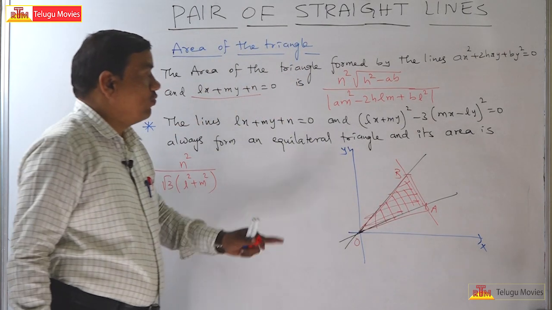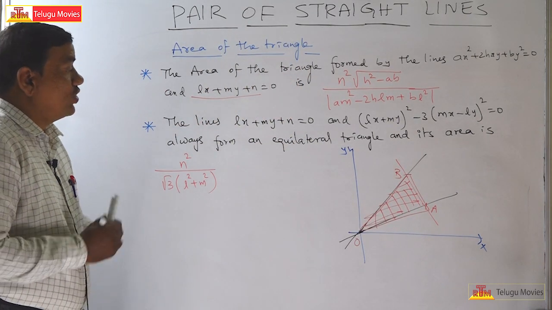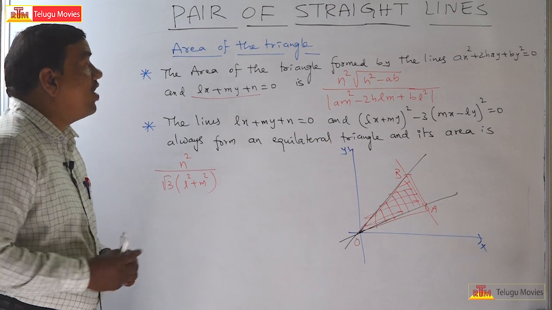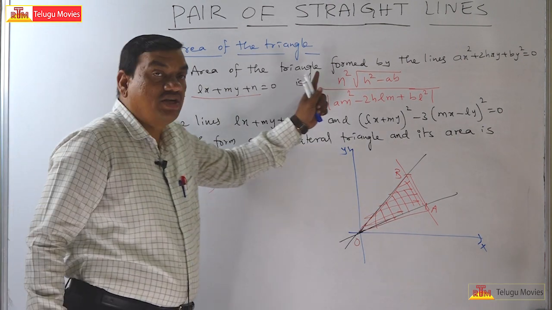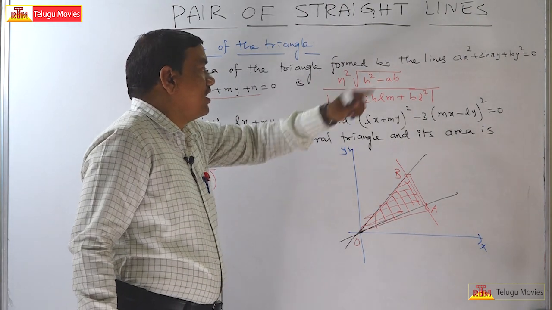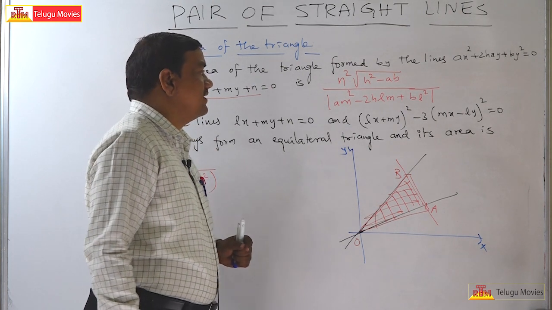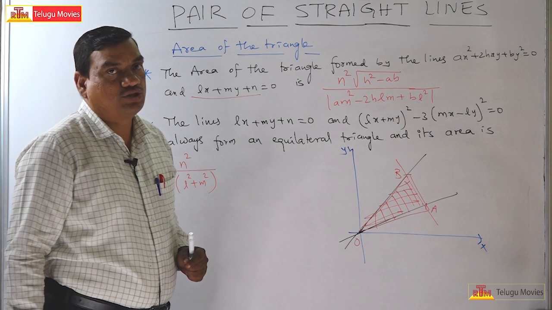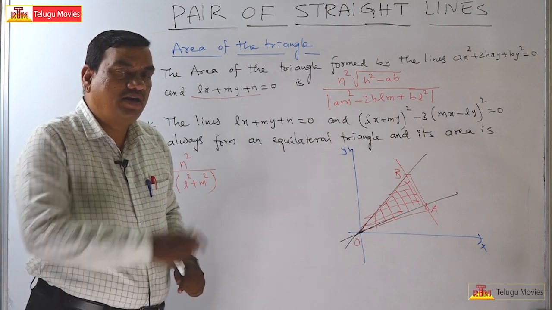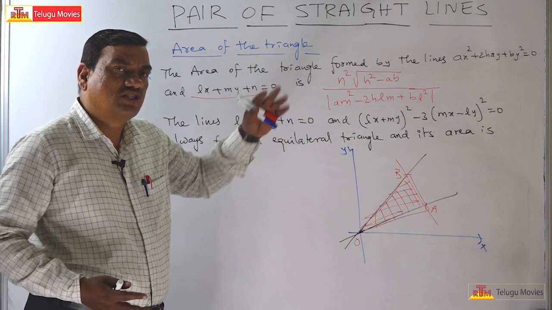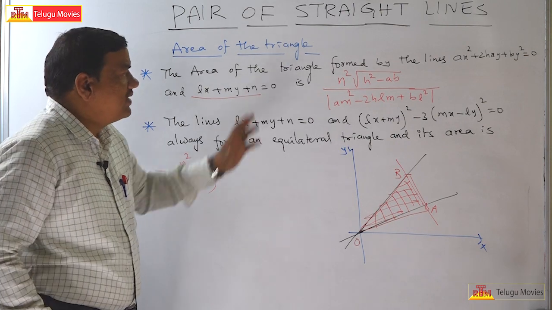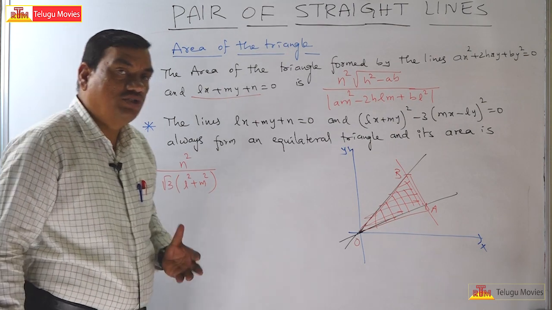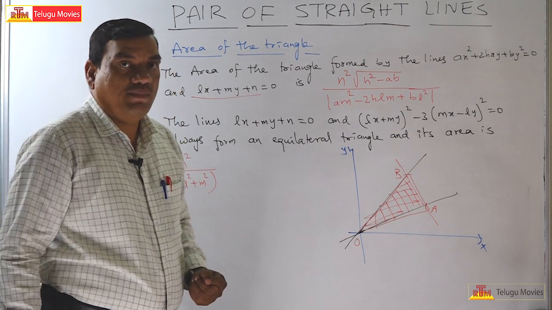So, this is a triangle. OAB is a triangle. If you want to find the area of the triangle, the formula is given by n square times root of h square minus ab by am square minus 2hlm plus bl square. The derivation of this formula is also there. It is a long derivation, but we will make use of the formula and solve a number of problems.